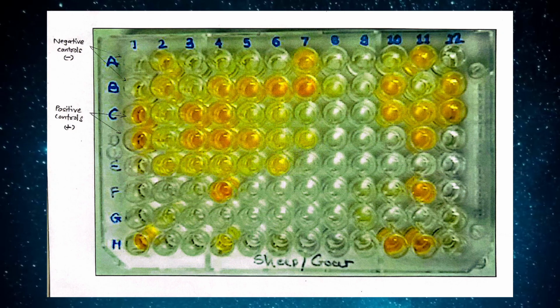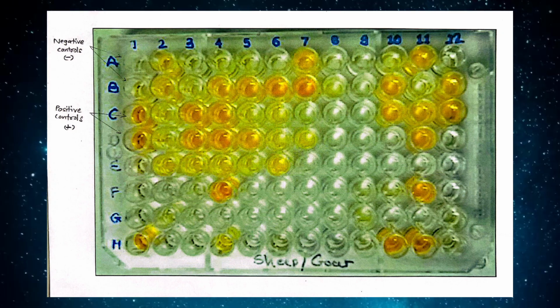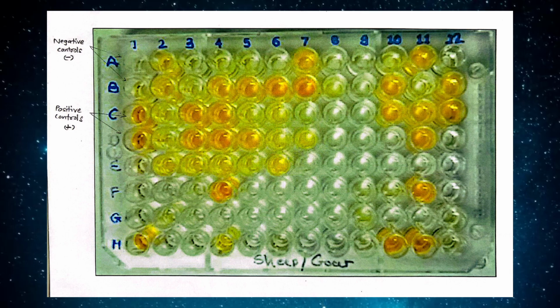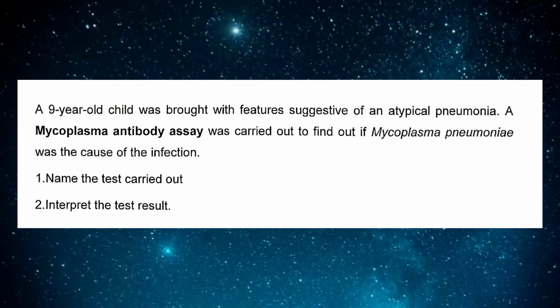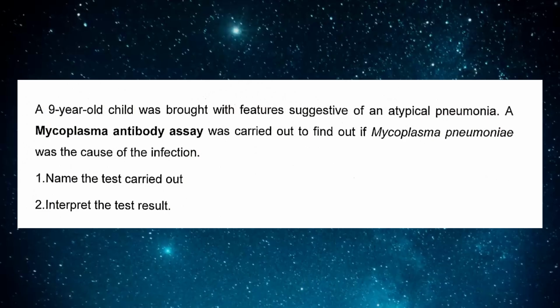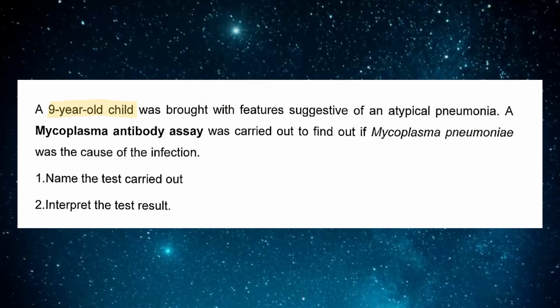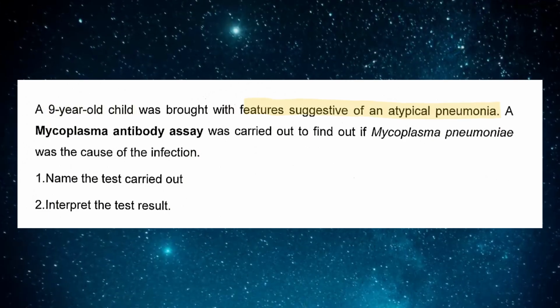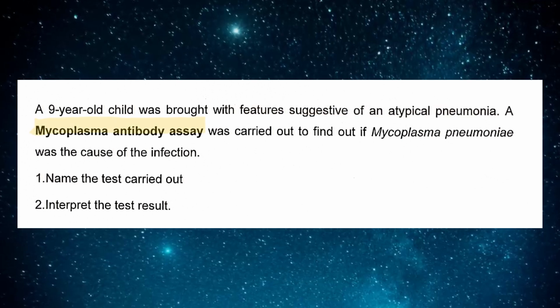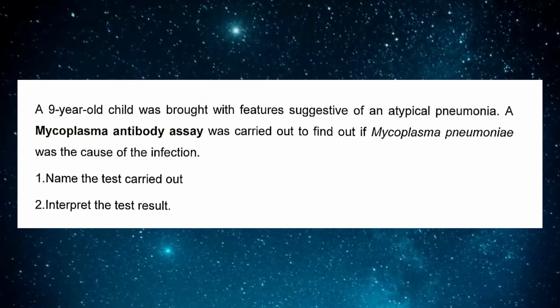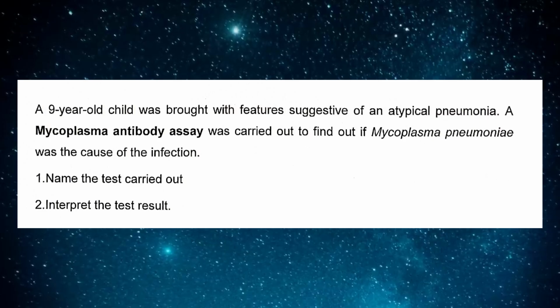Therefore, proper interpretation of an ELISA requires consideration of the controls, optical density or color intensity, and the manufacturer's cutoff criteria. Now let us consider the clinical scenario. A 9-year-old child was brought with features suggestive of an atypical pneumonia. A Mycoplasma pneumoniae antibody assay was carried out to determine whether Mycoplasma pneumoniae was the cause of the infection.